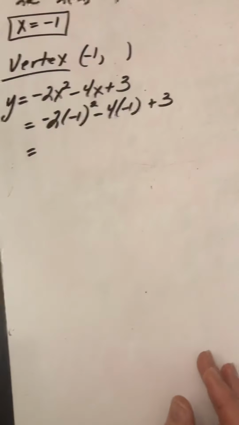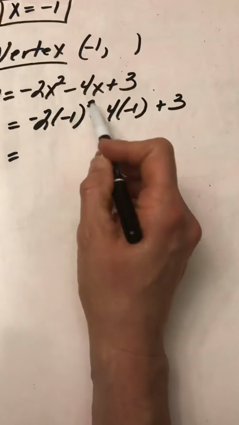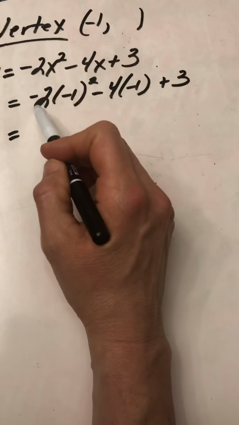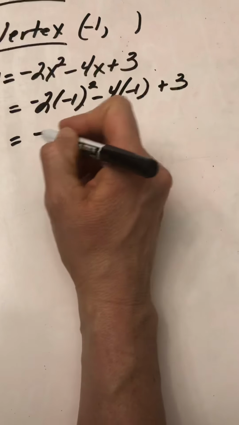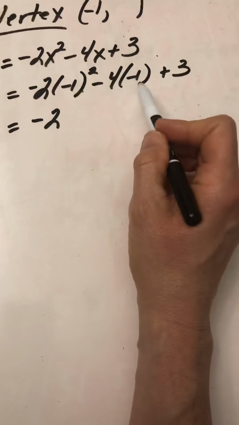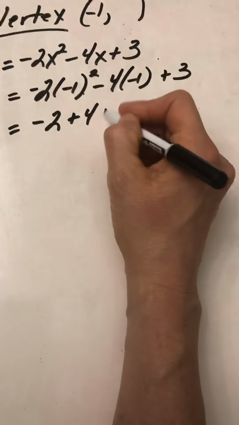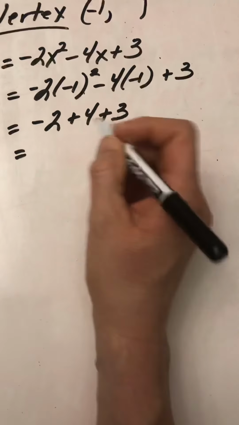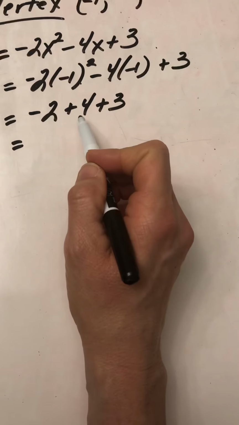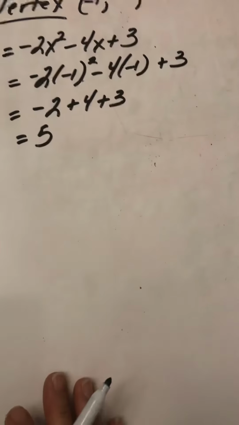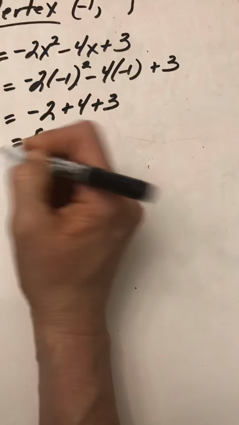Okay, again, follow your order of operations. You're going to square this -1 first. It's going to go positive. So this is -2 times +1, -2. -4 times -1, +4, plus 3. -2 plus 4 is 2. 2 plus 3 is 5. So my vertex is at -1, 5.